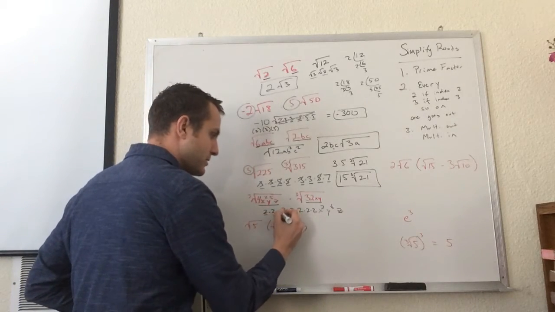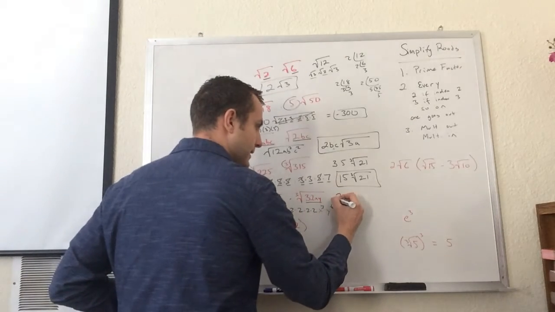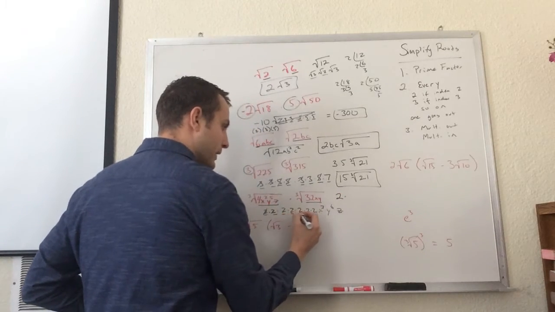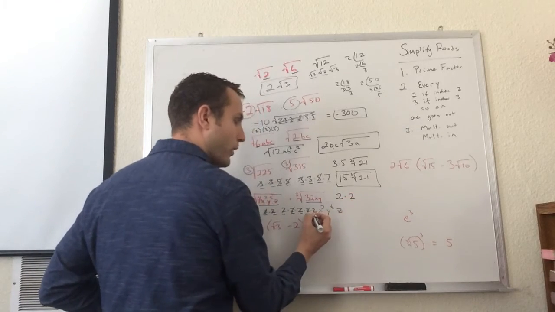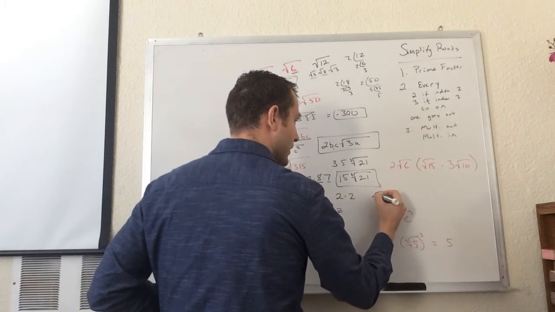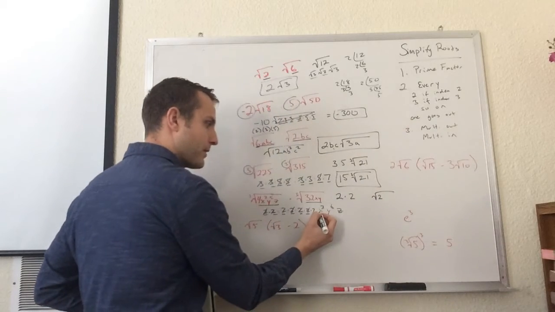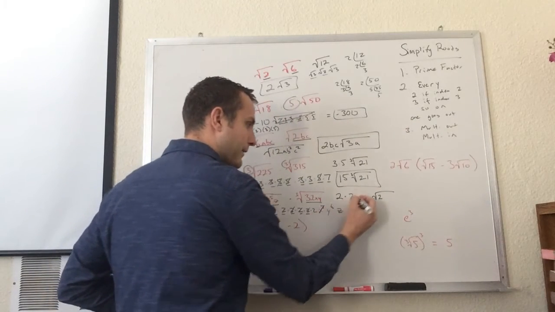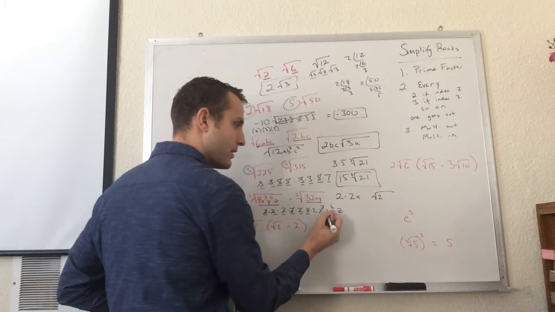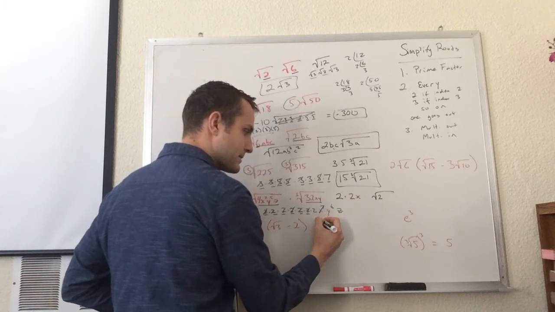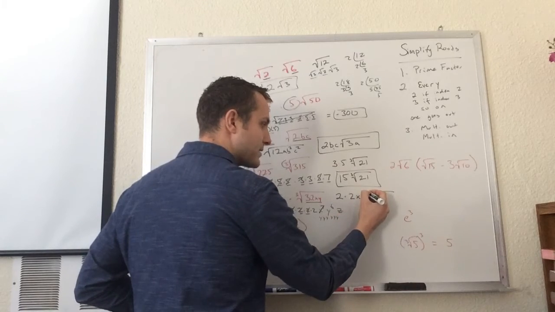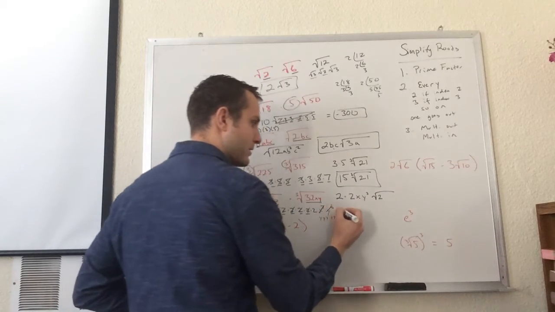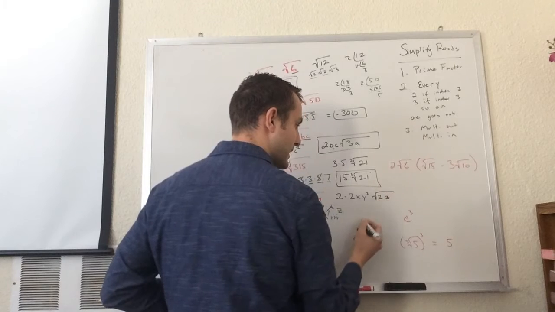1, 2, 3 2's, so 1, 2 goes on the outside. 1, 2, 3 2's, another 2 goes on the outside, and I have 1, 2 left on the inside. I have 3 x's, so I have 1 on the outside with none left over. I have 6 y's, that means I have 2 groups of 3, so I have 2 y's on the outside, that's y squared with none left over. I only have 1 z, so that stays on the inside.